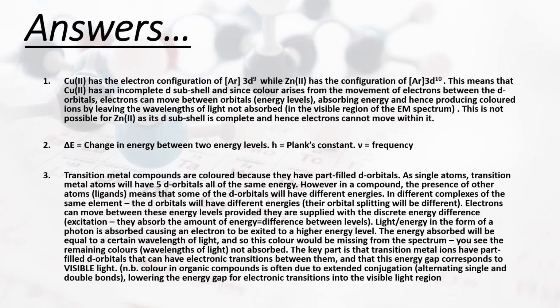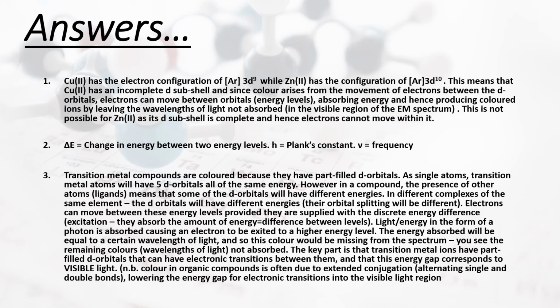So we can see them as colour. It's not possible for the zinc 2+ ion because the d subshell is complete. It has 10 electrons, and hence the electrons can't move in it. While we might be able to get our higher and lower splitting, there's no space for a lower electron to move into a higher orbital. So because the electrons can't move, we can't absorb this energy, and therefore we have colourless ions.